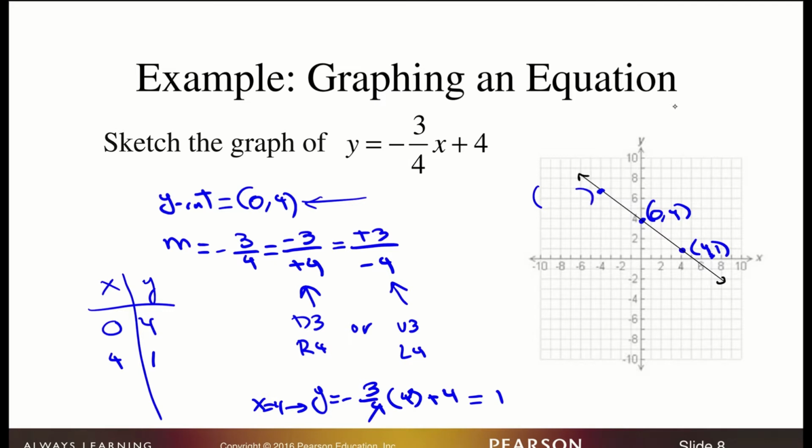Well, we went up 3, so add 3 to the y value, that becomes 7. And we went left 4, so subtract 4 from the x value 0, and you get negative 4, 7. So you could have used the y-intercept and this point as well to graph the line.